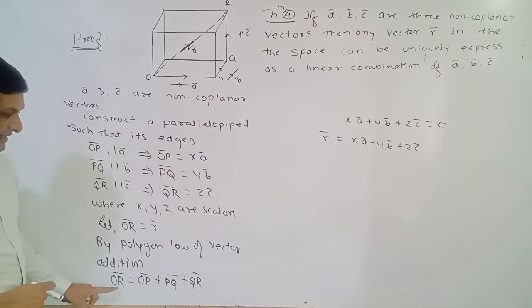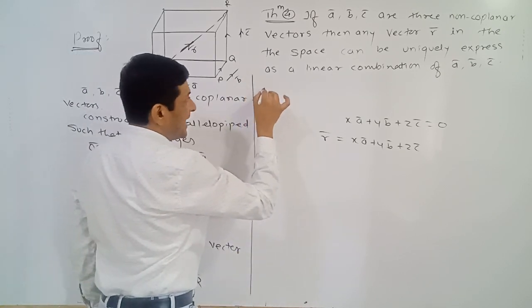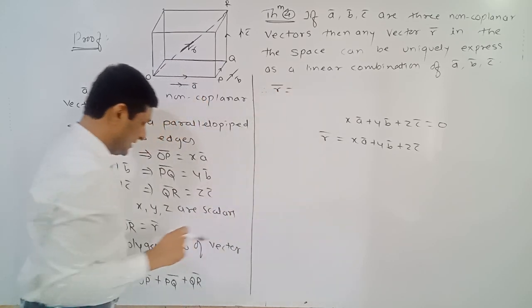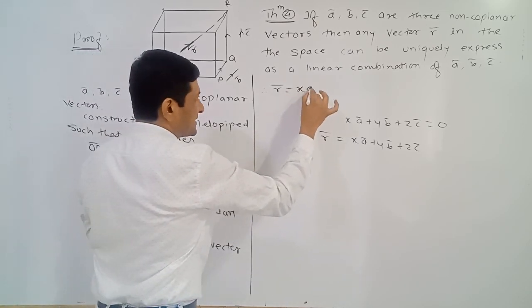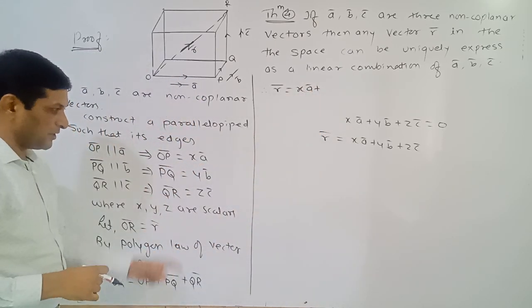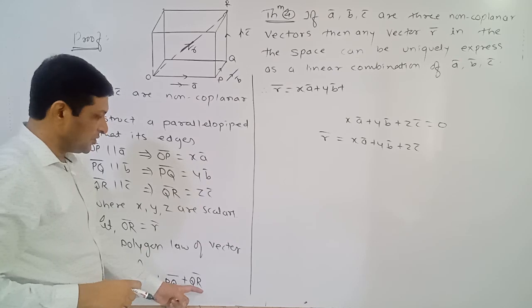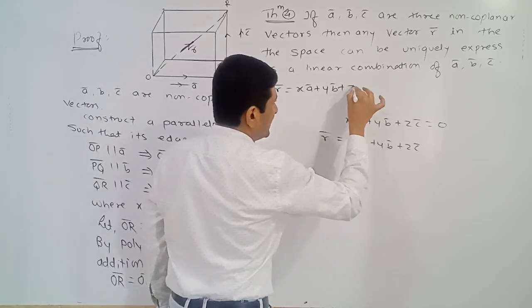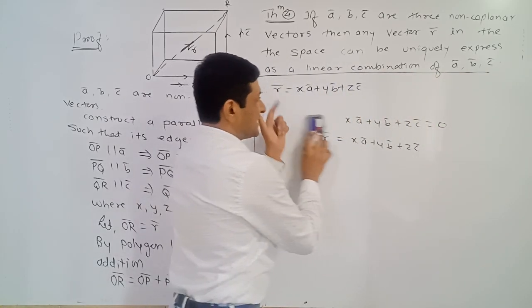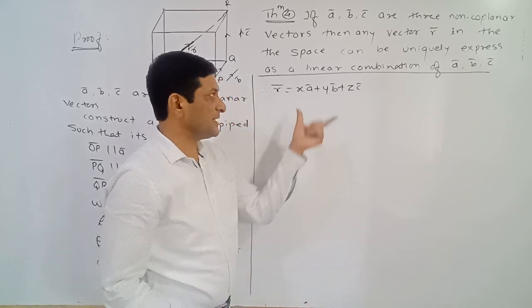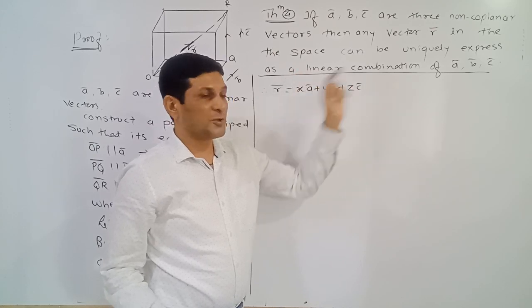Now replace OR bar by R bar. So R bar is equal to OP bar, which is replaced by x A bar, plus, in the same way, PQ bar. What is the value of PQ bar? y B bar. Plus, lastly, this QR bar can be replaced by z C bar. So in this way, what result have we got here? That R bar is expressed as x A bar plus y B bar plus z C bar. Means R bar is expressed as a linear combination of A bar, B bar and C bar. And that's what we have to prove here.